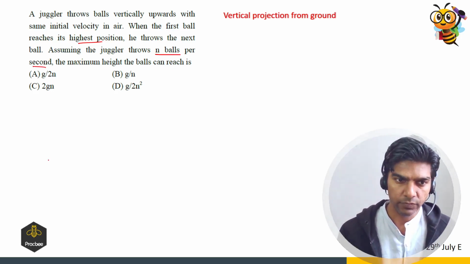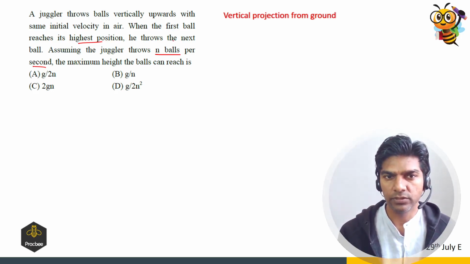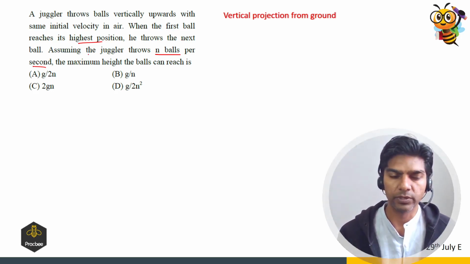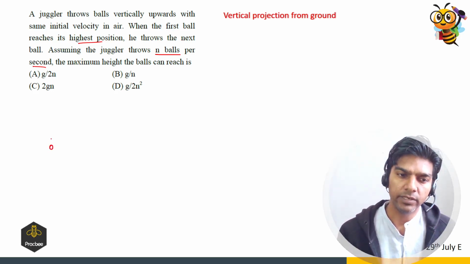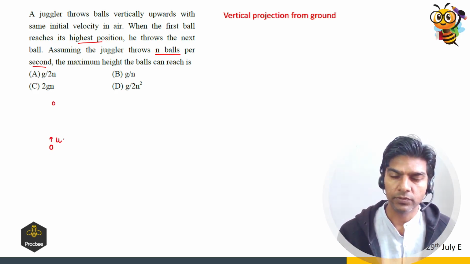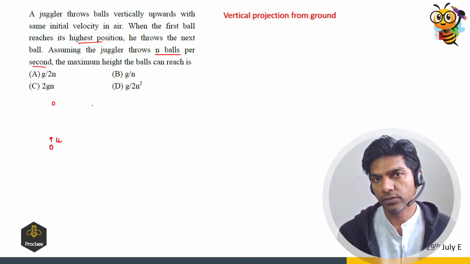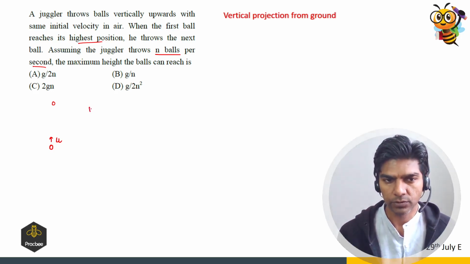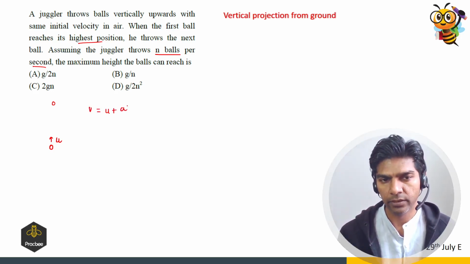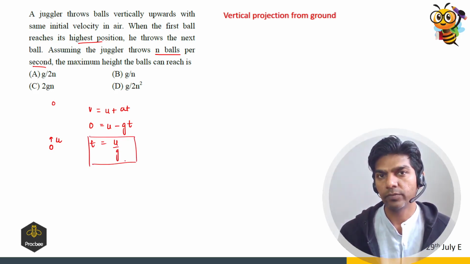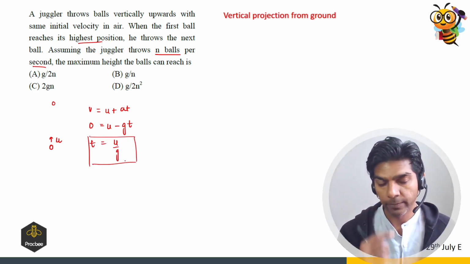Okay, so let us see what we can do. It throws the next ball when the first one reaches the top. So first let us find the time taken by the ball to reach the topmost position. Let's say the initial velocity is u. If we apply the first equation of motion, v is equal to u plus at. So v is 0, u is u, and a is minus g. So we get the time, that will be u by g.